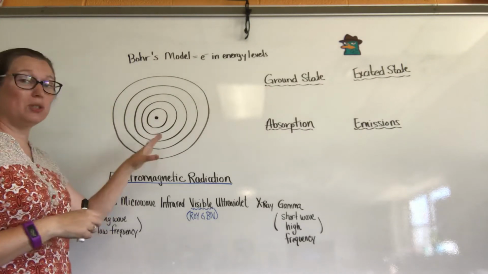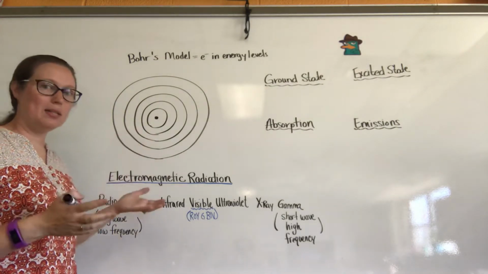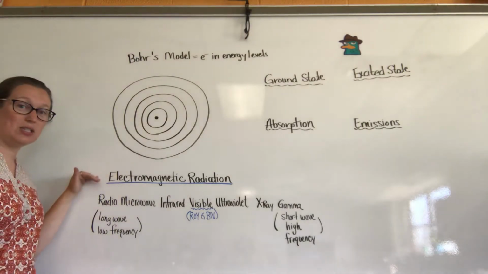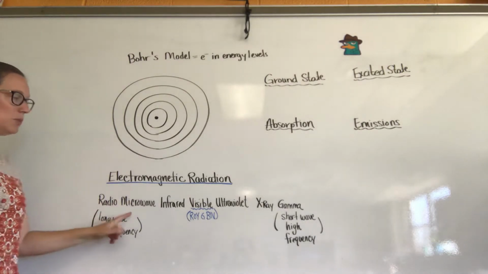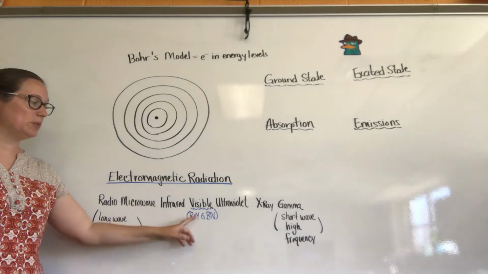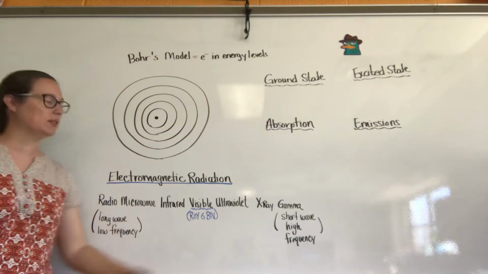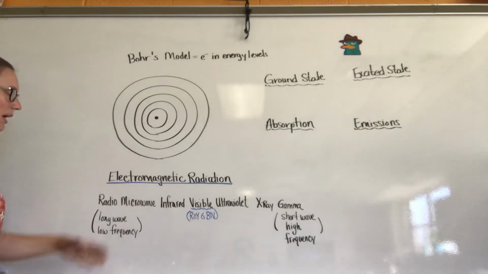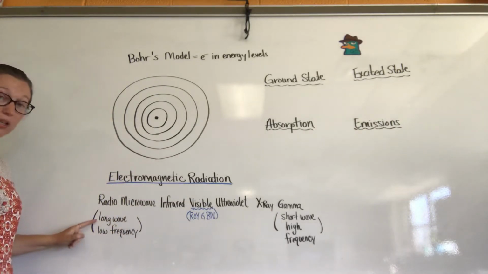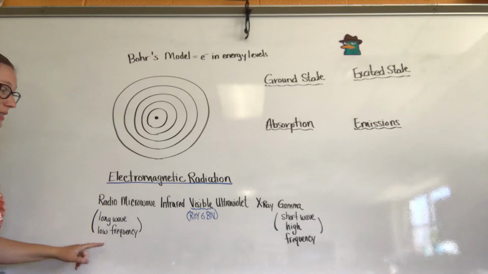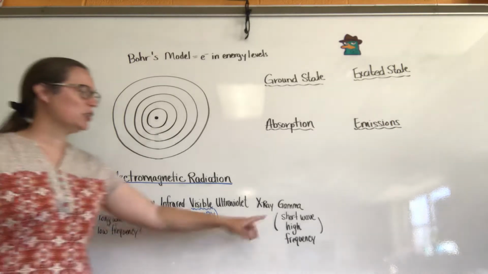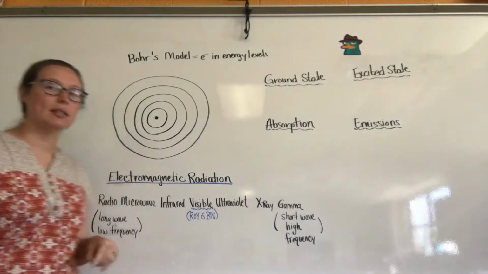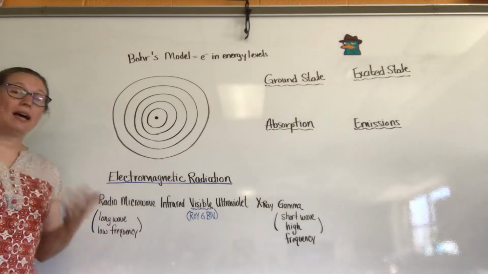The electrons are going to move, and we know this because we've been able to detect what's called electromagnetic radiation. These are our radio waves, microwaves, infrared, visible, remember the Roy G. Biv, then ultraviolet, X-rays, and gamma rays. So we have them listed from our long wavelength, low frequencies, to the short wavelengths, or those high frequency ones, the very dangerous ones.